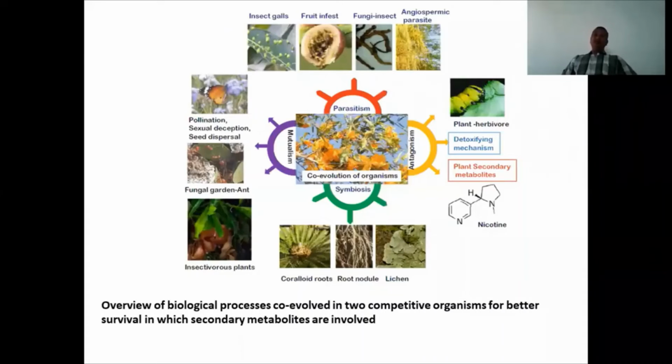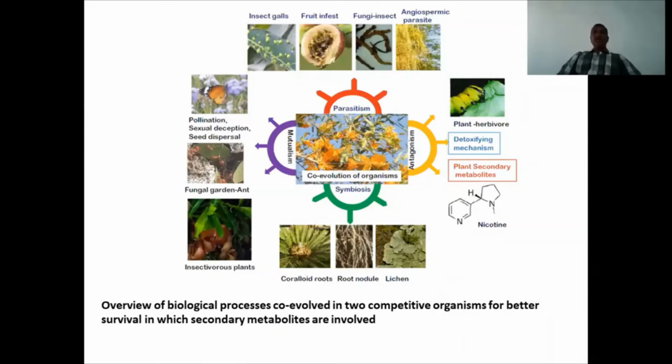So this is the overall picture of how secondary metabolites play a role in parasitism, how they play a role in antagonism, and how they show a role in symbiosis and mutualism. In all these plant interactions, secondary metabolites play a key role. This picture shows the role of secondary metabolites in various interactions of the plants with the ecosystem.